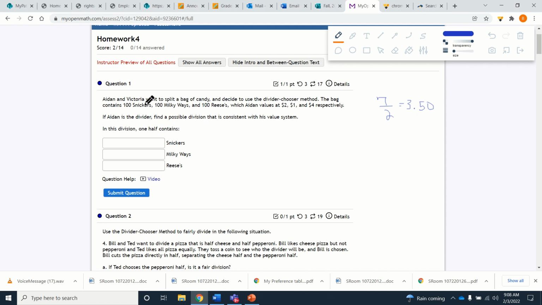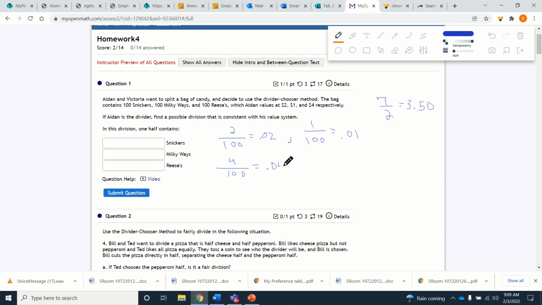He values the entire bag of Snickers at $2. So if we divide the $2 by 100, every single Snickers is worth 2 cents to him. And if we divide the Milky Ways that he values at $1 by the 100 Milky Ways, every single Milky Way he values at 1 cent. And if we divide the $4 by the 100 Reese's, every single Reese's he values at 4 cents.